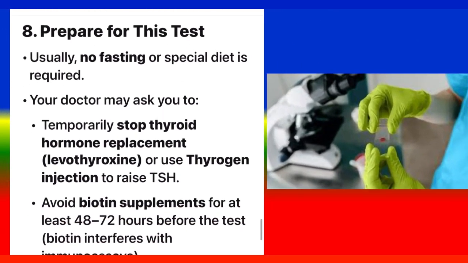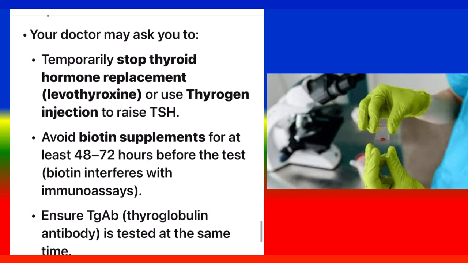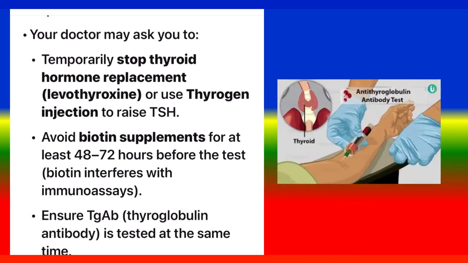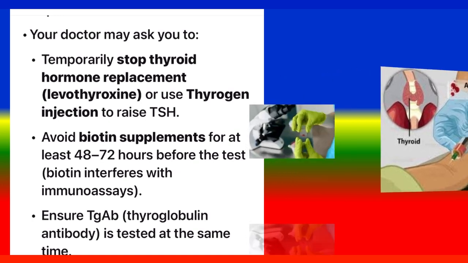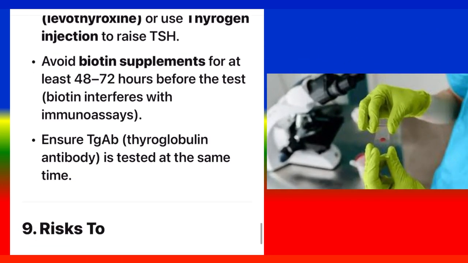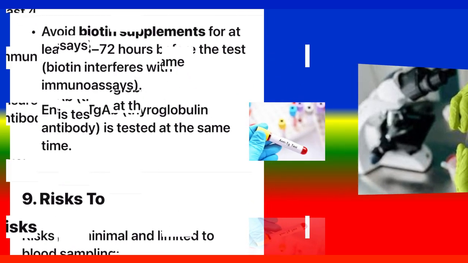Number 8. Preparing for this test. Usually no fasting or special diet is required. Your doctor may ask you to temporarily stop thyroid hormone replacement, levothyroxine, or use Thyrogen injection to raise TSH. Avoid biotin supplements for at least 48 to 72 hours before the test. Biotin interferes with immunoassays. Ensure TGAB, thyroglobulin antibody, is tested at the same time.